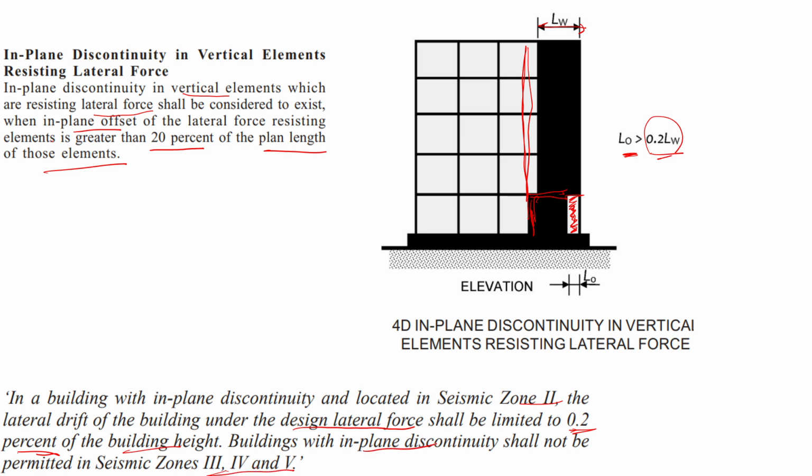See, what are they saying? If this kind of discontinuity is there, the mandate is that it shouldn't be there in zones 3, 4, 5. So you should remember that.